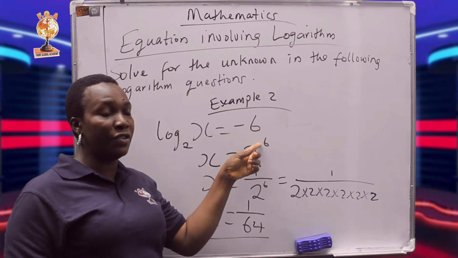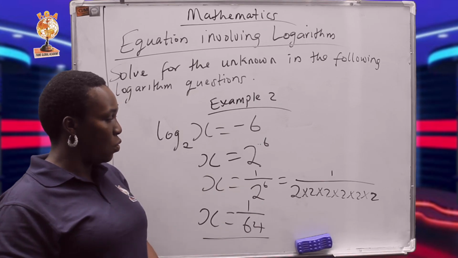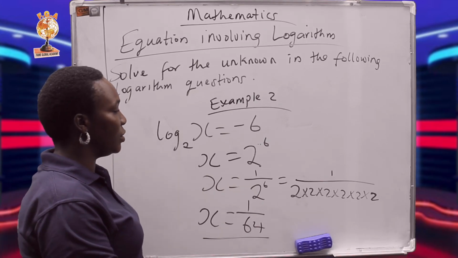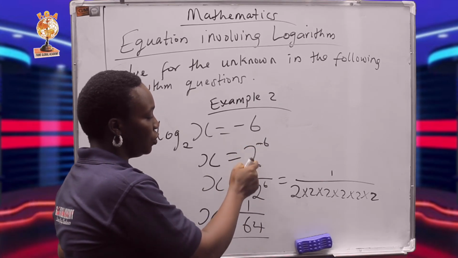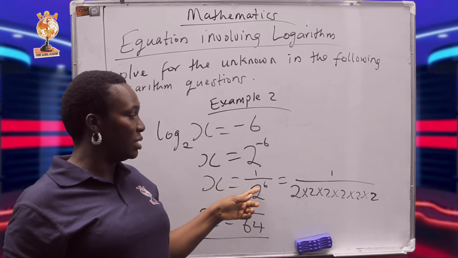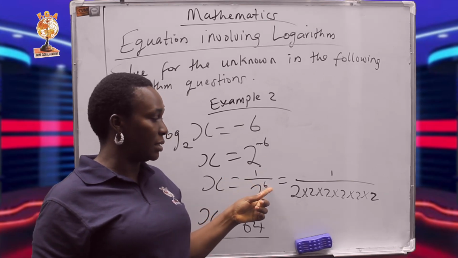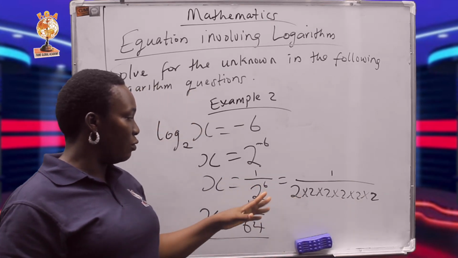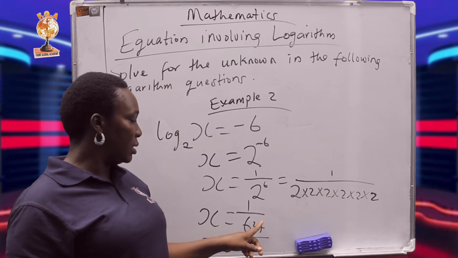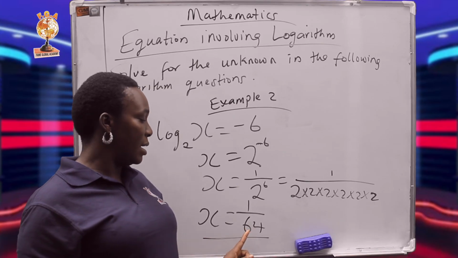Now, because of this minus, we need to remove this minus. And for us to remove this minus, we are going to be having inverse, which is 1 over. So that minus has turned to what? 1 over 2 raised to the power of 6. And 2 raised to the power of 6 means multiply 2 into 6 places. That is what we have here. And when you multiply that, you have what? 64. So our x is equals to 1 over 64.